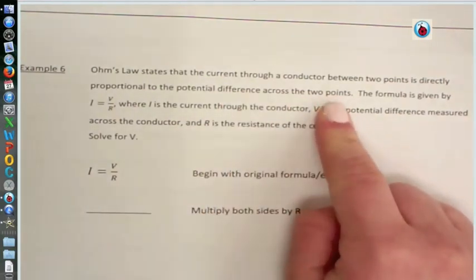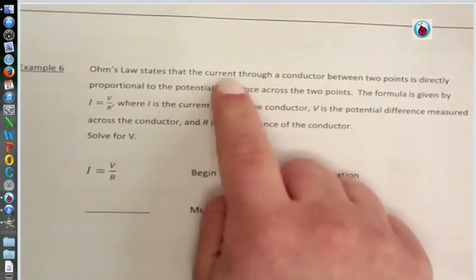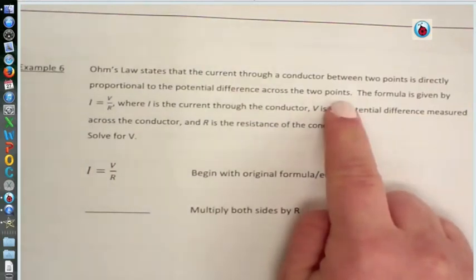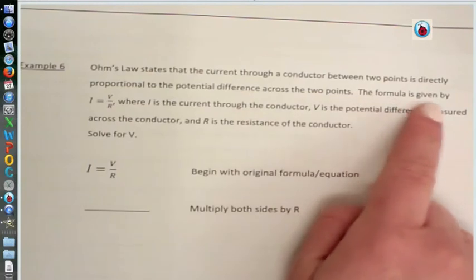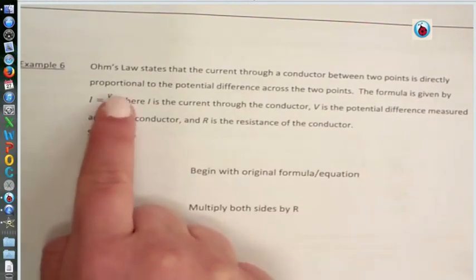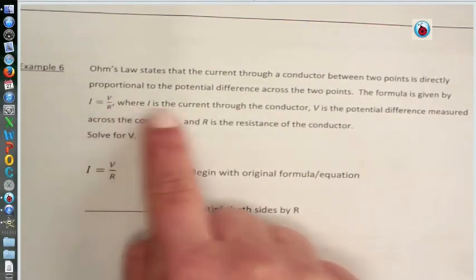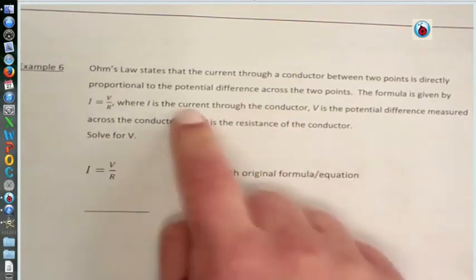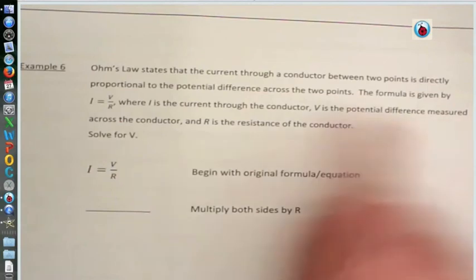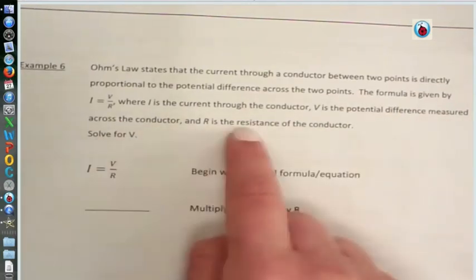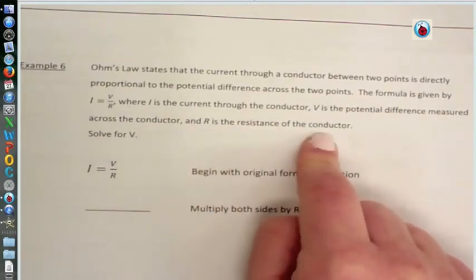Okay, so we're talking about an electrical current here. If you don't understand that, that's okay. We have a formula. The formula is given by I equals V over R, where I is the current through the conductor, so the amount of electricity. V is the potential difference measured across the conductor, and R is the resistance of the conductor.